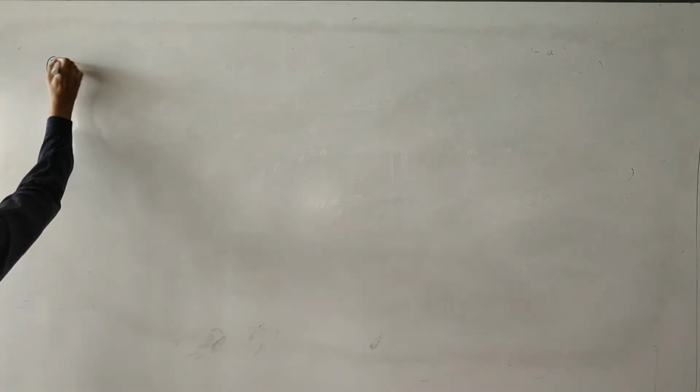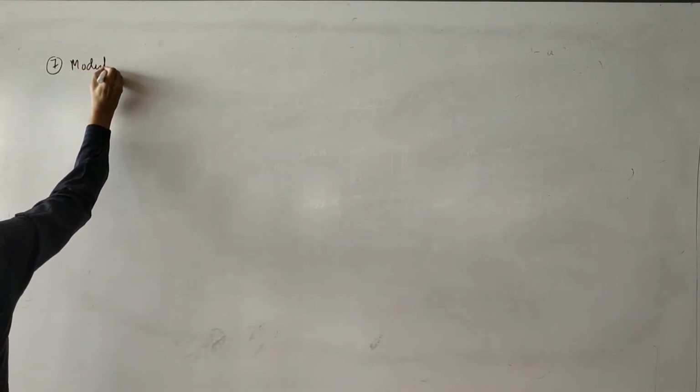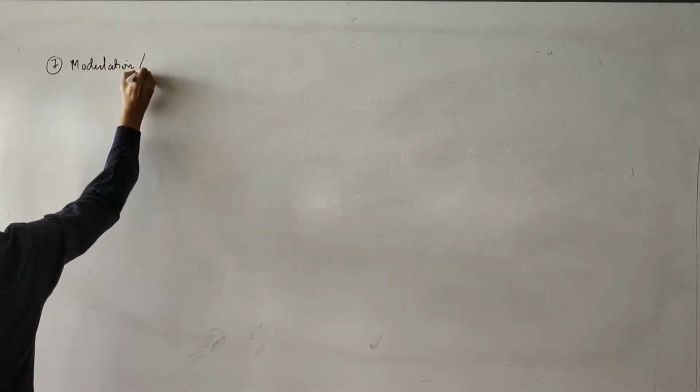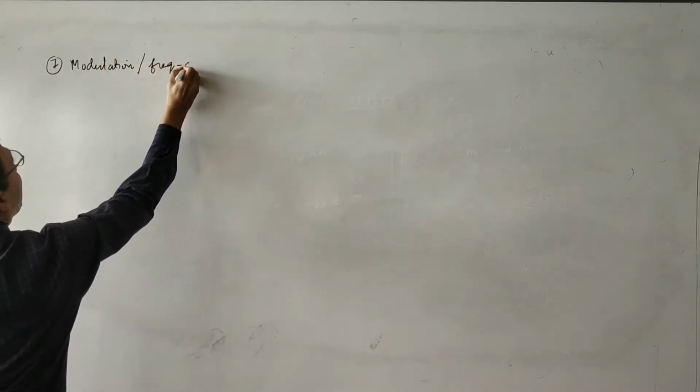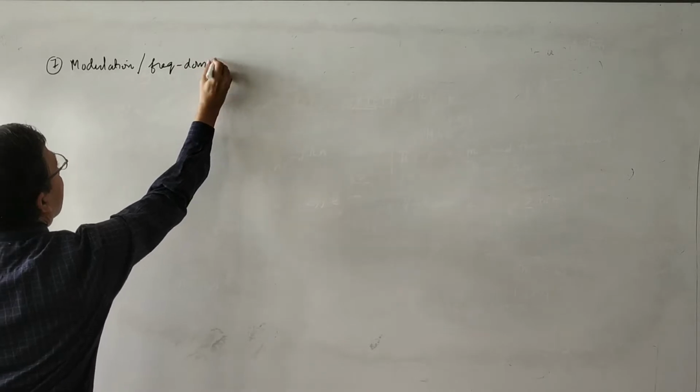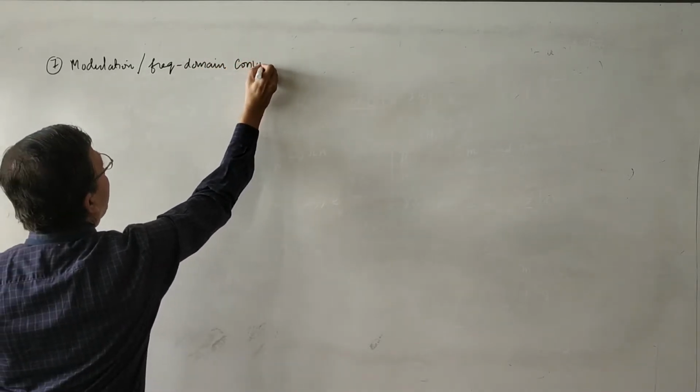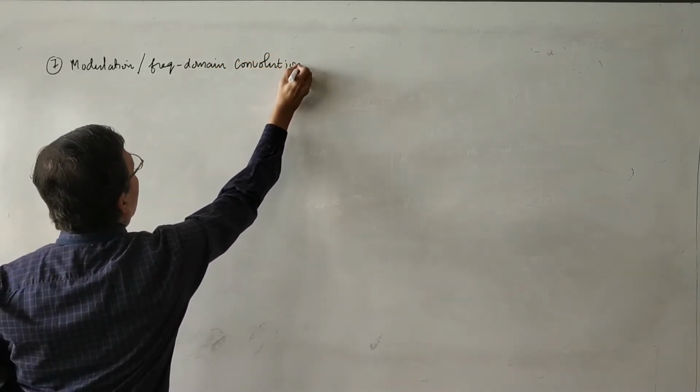Dear students, we shall continue the properties of DTFT. Seventh property, modulation or frequency domain convolution. Modulation or frequency domain convolution property.